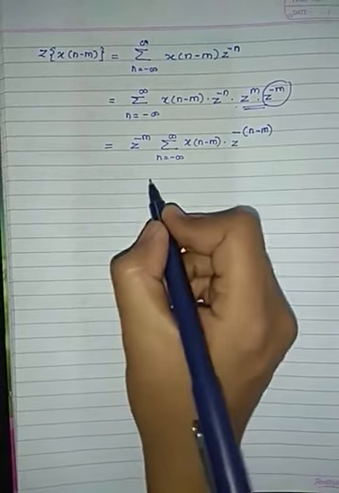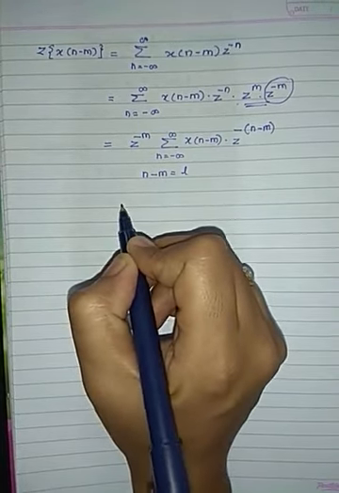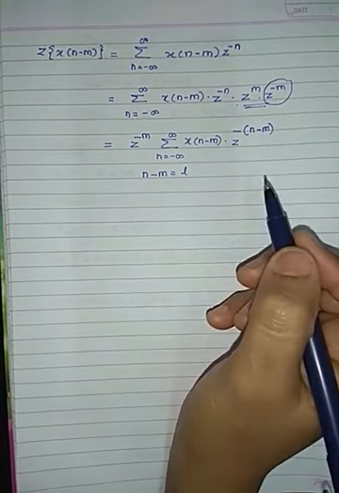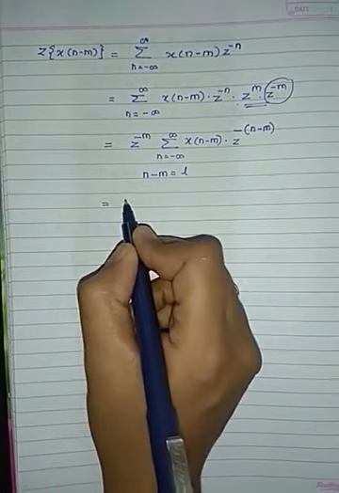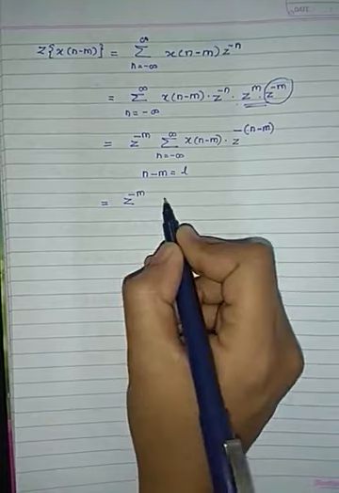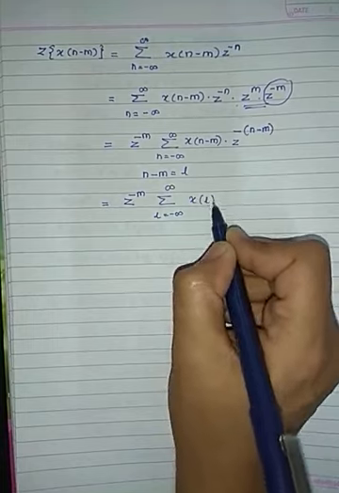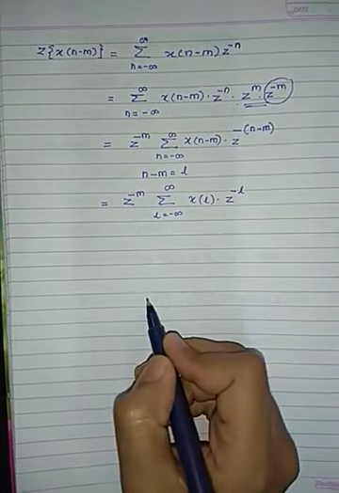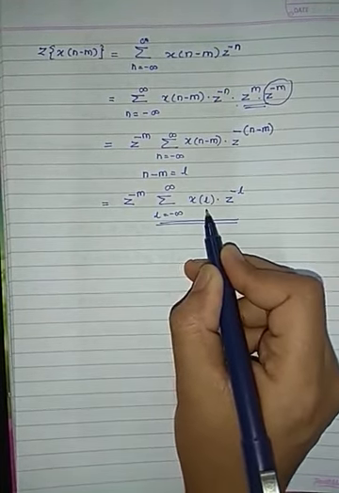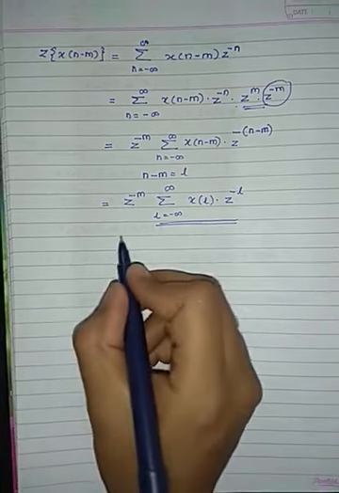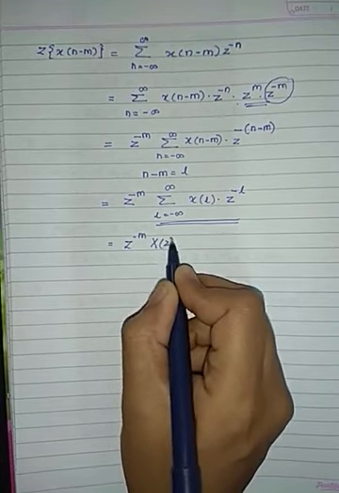Here we will replace n minus m with L. As n tends to infinity, L also tends to infinity. So our equation now gets converted into z raised to minus m, summation from L equal to minus infinity to plus infinity of x of L into z raised to minus L. What is this now? This is nothing but the z transform of the sequence x of L. So we can write z raised to minus m into x of z.